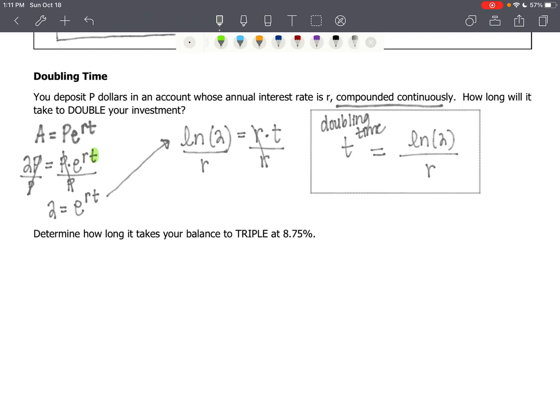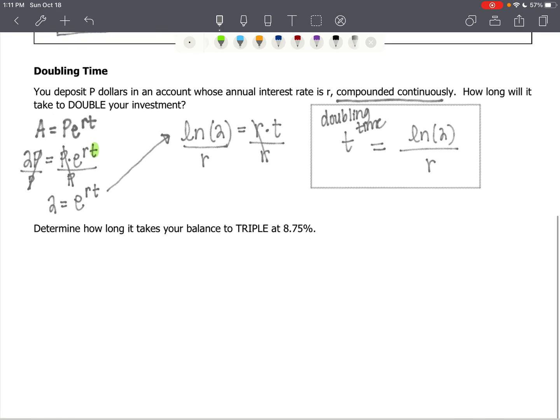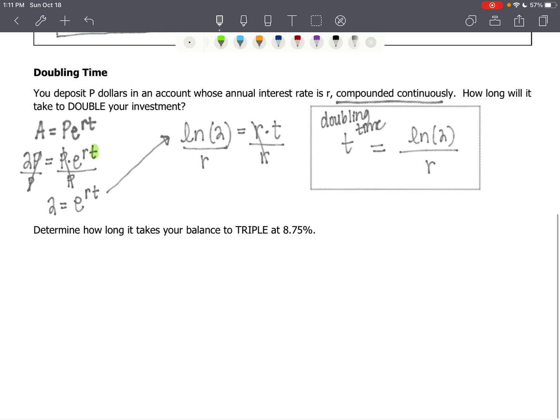So if the doubling time is T equals natural log of 2 over R, what would the tripling time be? Tripling time would be the natural log of 3 divided by R. So how long does it take to triple? To triple, T would equal the natural log of 3 divided by the interest rate. And that looks like an I, and I want it to be an L. There we go.